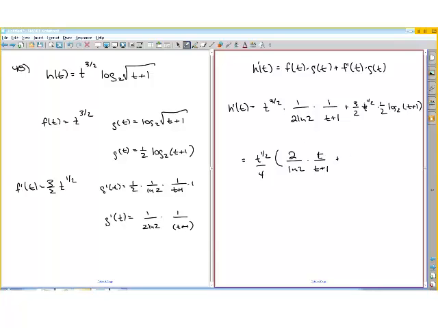And the second one, these 2's will factor out, so we'll just have 3 times t to the 1/2 times the log to the base 2 of t plus 1. And I think that's right. Oh, no, I don't need that. I don't include t to the 1/2 because I just factored it out. So it's just 3 times that. Okay, looks correct to me.